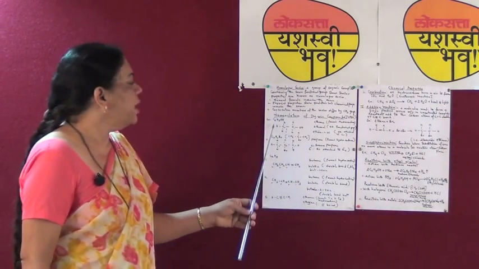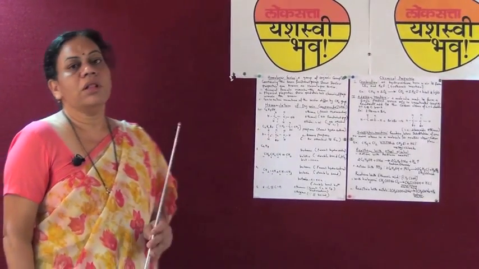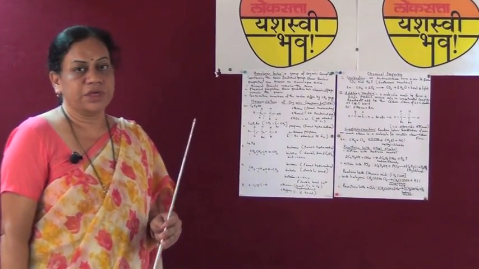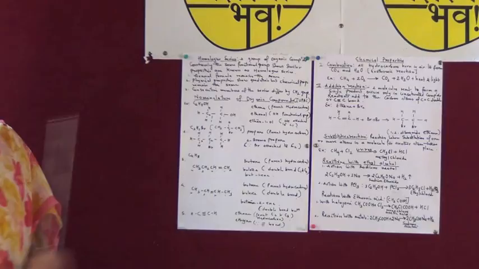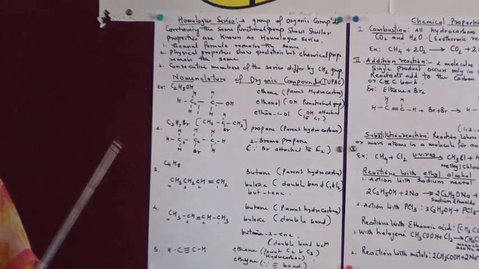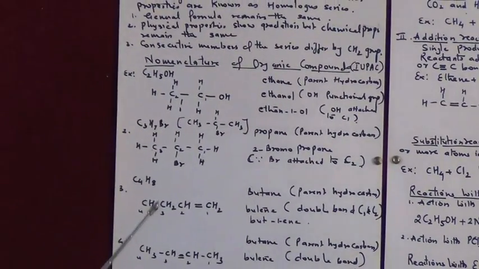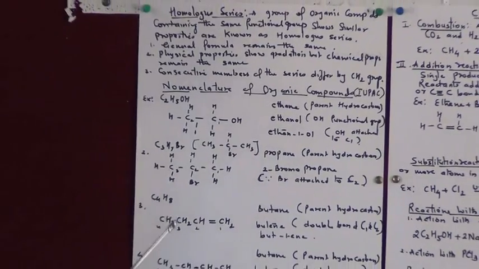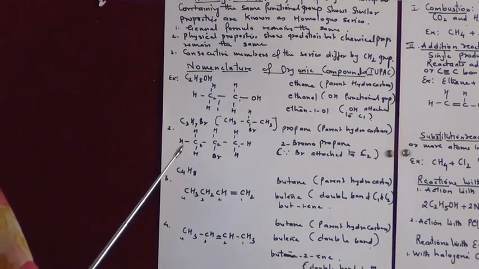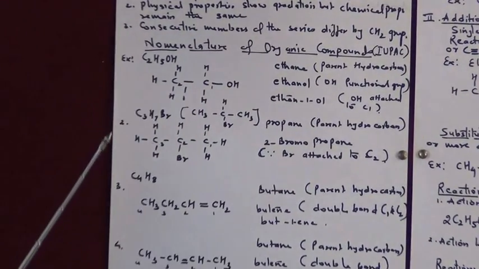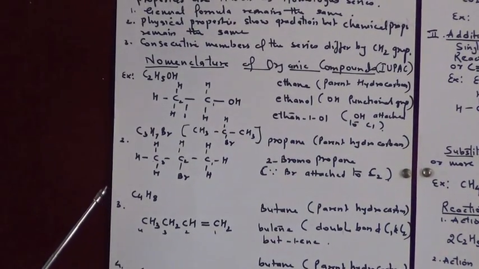The first one is the ethyl alcohol, that is C2H5OH. Here I am already telling you the name first, but in your exam only the structure and the formula will be given to you. You have to name a particular compound by following certain rules. Let us see what these rules are.